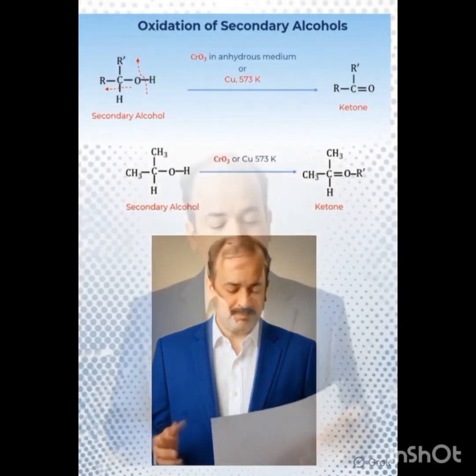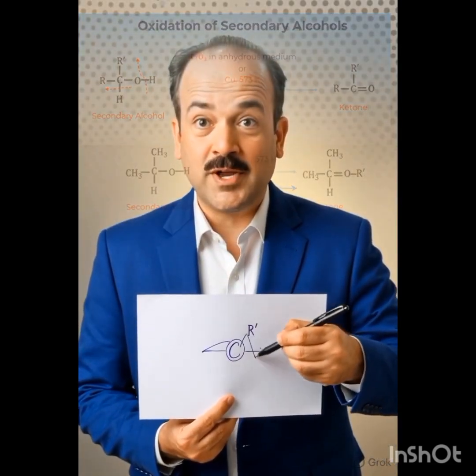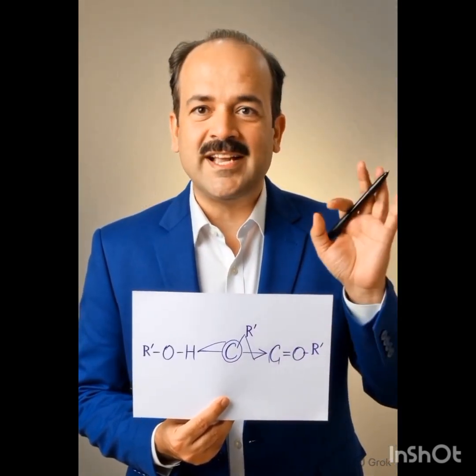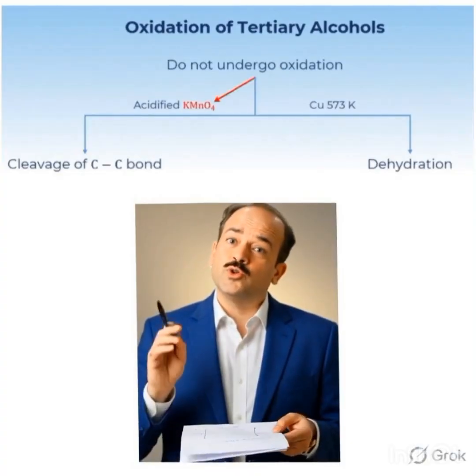Hello. Today we will learn about oxidation of secondary alcohols. The general reaction is secondary alcohol to ketone. The conditions are CrO3 in anhydrous medium or Cu at 573 Kelvin. Tertiary alcohols do not undergo oxidation.